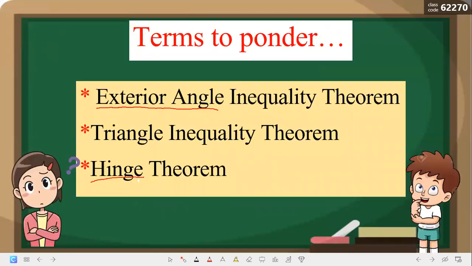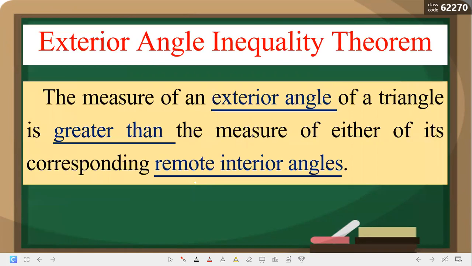Next, we have here terms to ponder. We have the exterior angle inequality theorem, which is the theorem that we're going to use in our triangle inequality. Also, in the triangle inequality theorem, we're going to encounter 3 theorems in which we're going to compare the sides and the angles of the triangle. Also, we have the hinge theorem and the converse of the hinge theorem.